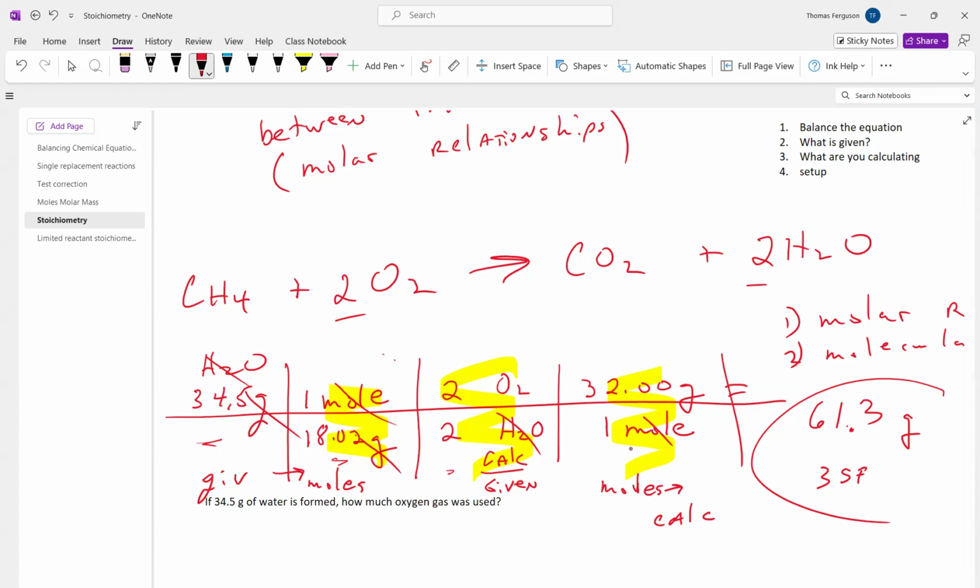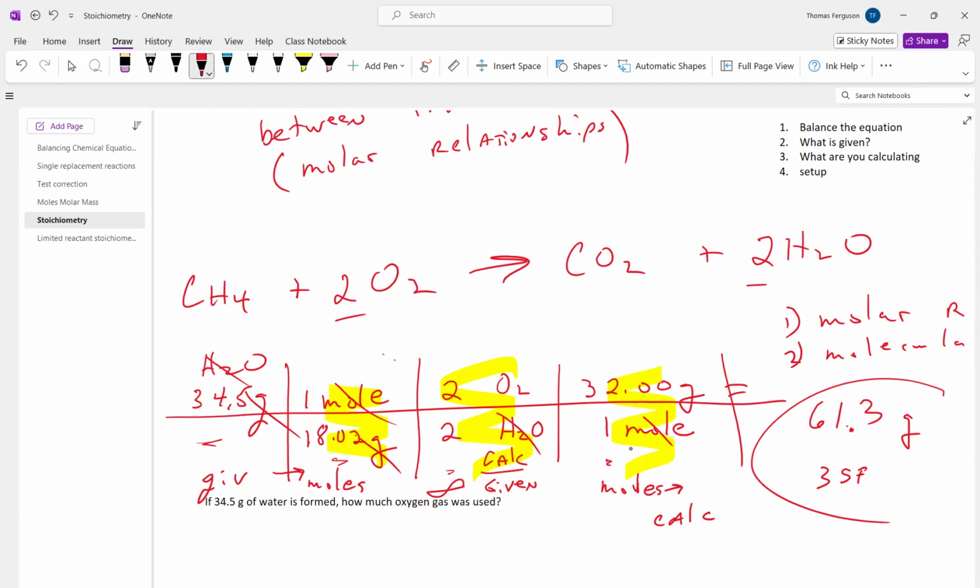What's the sig figs in the middle one? Infinite, because there's exactly 2. Not 2.1, it's exactly 2. Okay, so that's infinite. And then over here, it's 4 sig figs. So we have 3, 4, infinite, 4, so it's 3. Okay.